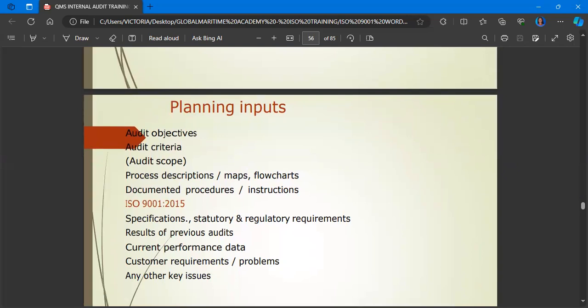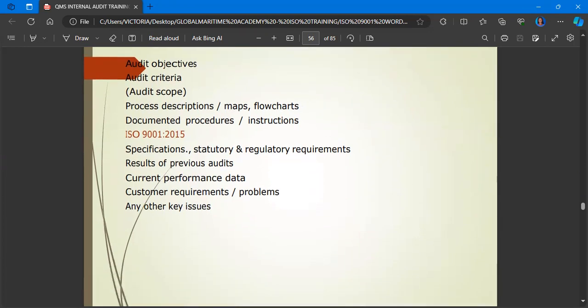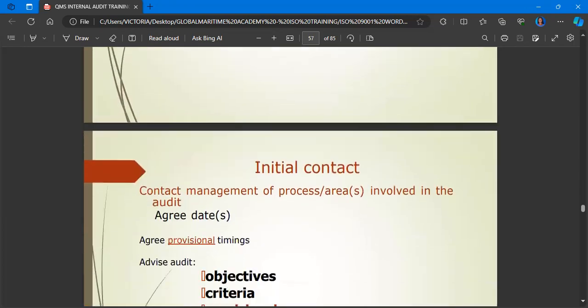Planning inputs. Part of the planning input for the audit includes the audit objectives. What is the objective? Why are you carrying out that audit? What's the audit criteria? What's the audit scope? Process description, their flow charts, their documentation, specification, what regulatory and statutory requirements are relevant to that organization. You have to be aware. Result of previous audits. Have they been involved in management audits previously? What was the result? What was the finding? Current performance data, customer requirements, and problems, if there are any, and any other key issue. All these things are part of the inputs that will keep you informed on how to plan your audit team.